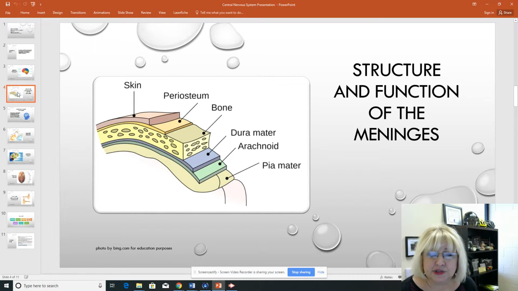Next, let's look at the structure and the function of the meninges. These are the three membranes that wrap the brain and the spinal cord. They're three protective and nourishing membranes. They lie between the bony covering and the nervous tissue. So they wrap all of the central nervous system. From the outermost to the innermost layer, they are the dura mater, the arachnoid mater, and the pia mater. Mater simply means mother, like a protective mother role.